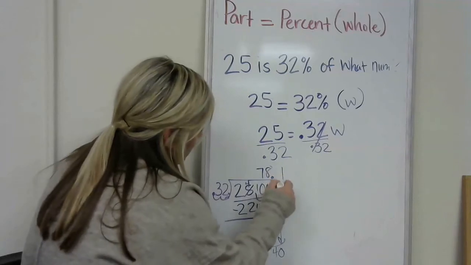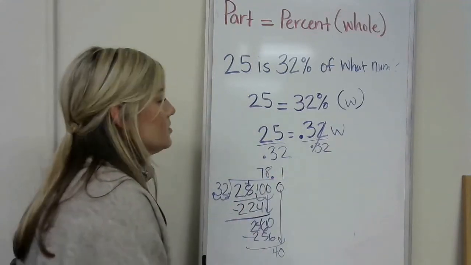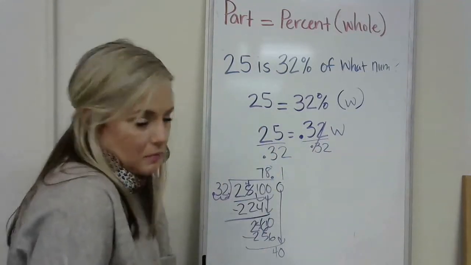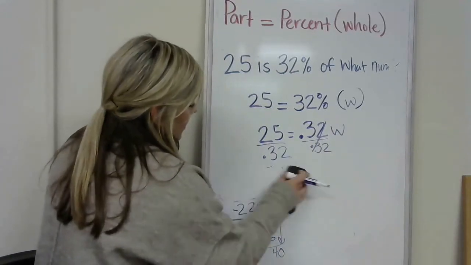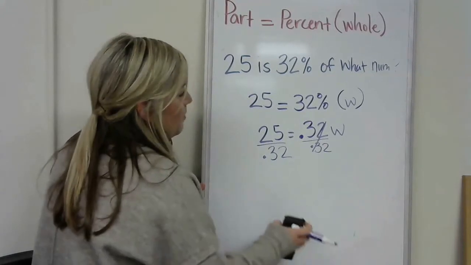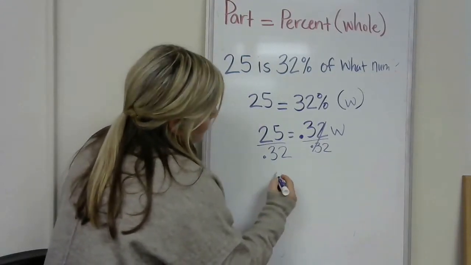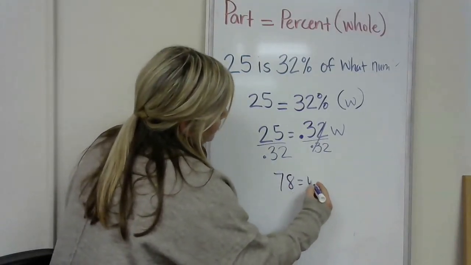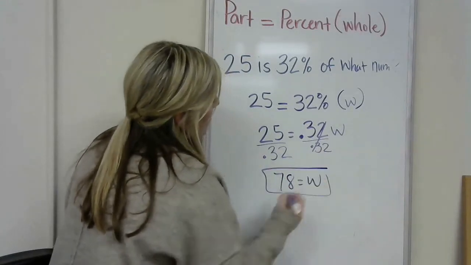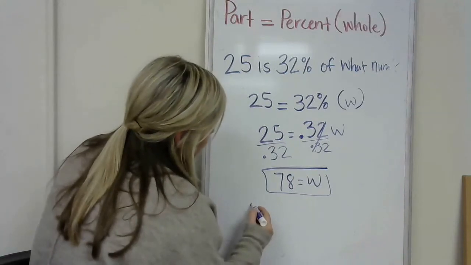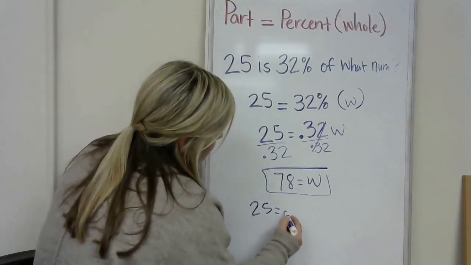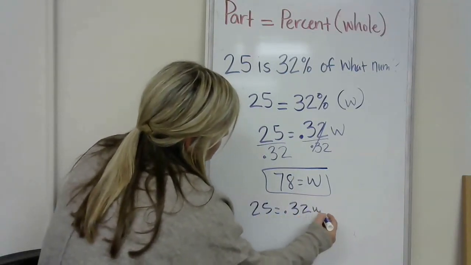Okay, 32 will go 41 times. All right, I don't even have to do anything else because I'm going to just do nearest whole number. Okay, 78, because that 1 is not going to, even if it turned to a 2, it wouldn't bounce that 78 up. So 78 is equal to W. That's my whole number. My equation would be 25 is equal to 0.32 times W.